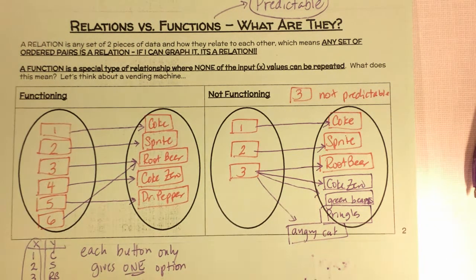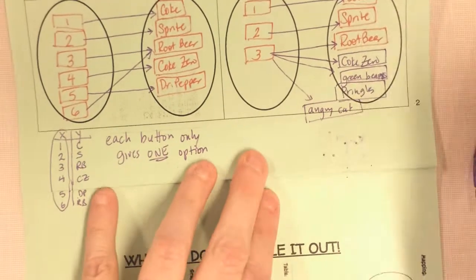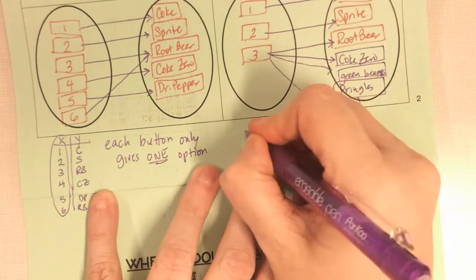Imagine that, except you can't see what's coming. Okay, that's what's happening here. So this machine is not functioning. So once again, let's take a look at what this would look like in a table.